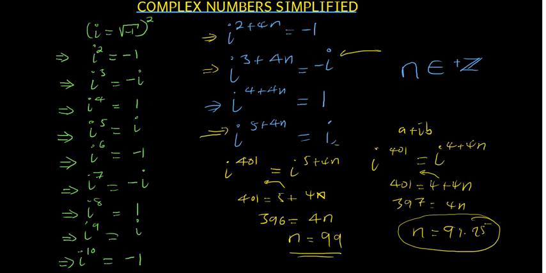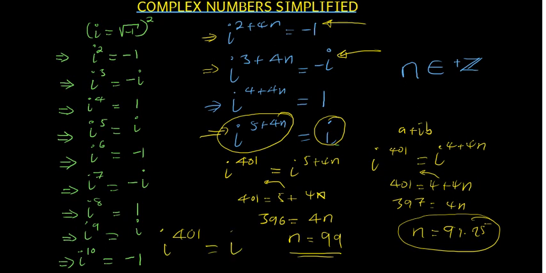Even if you try this one, it still gives you the value of n being a decimal. Even this one, it will give you a value of n being a decimal. That means i to the power 401 can be written in the first form. And we know that whenever we write something in this form, then the value is supposed to be i. That means i to the power 401 is the same as just i, as we can see, because we are able to express it in that form.